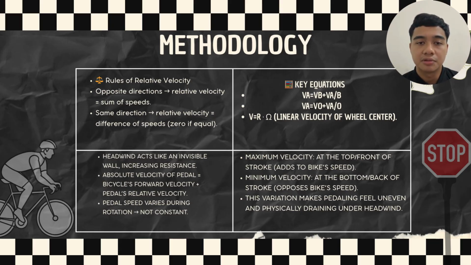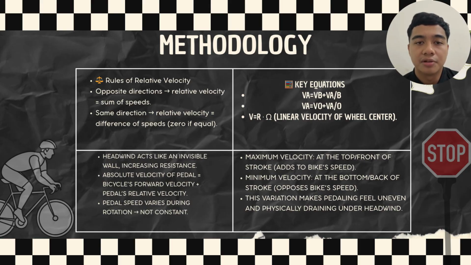When analyzing road race performance, relative velocity helps explain why a headwind feels like an invisible wall. While the cyclist's ground speed may remain constant, the air moves in the opposite direction, increasing the resistance and affecting the forces experienced during pedaling. This motion is described using the equation V_A = V_B + V_A/B, where V_A is the absolute velocity of the pedal, V_B is the forward velocity of the bicycle, and V_A/B is the pedal's velocity relative to the bicycle frame.